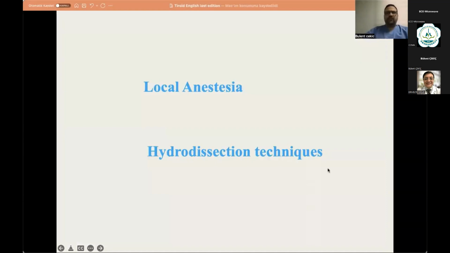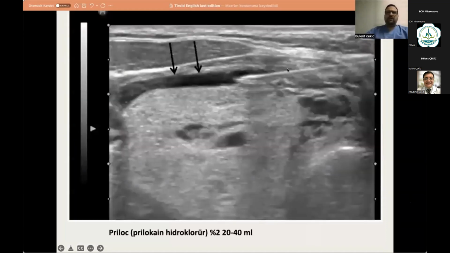In the beginning, we only use local anesthesia. We don't use pseudo-analgesia in my clinic. Therefore, we mostly use prilocaine hydrochloride, and we give a maximum of 40 cc. We use local anesthesia between the strap muscle and the thyroid capsule.